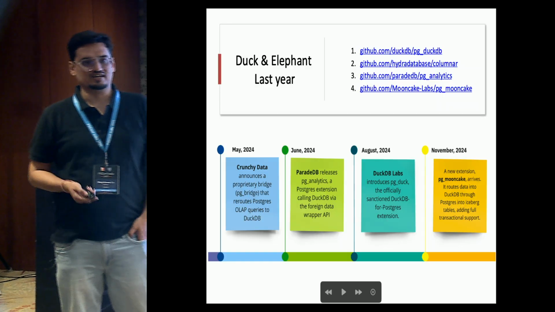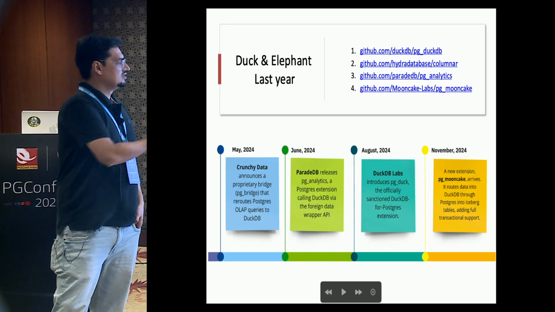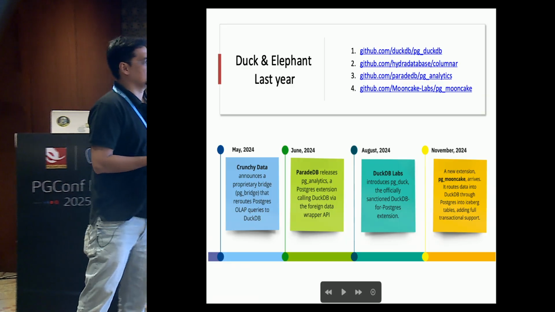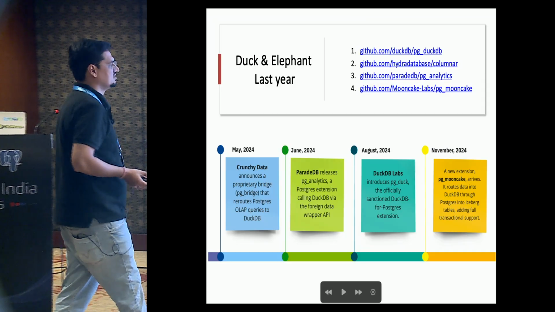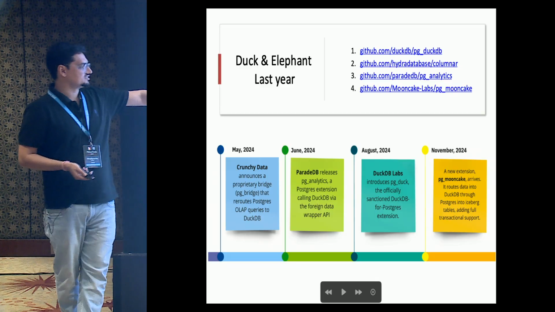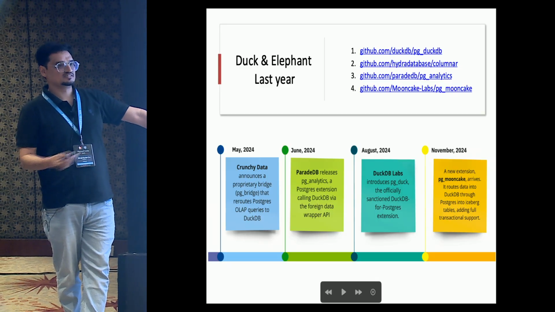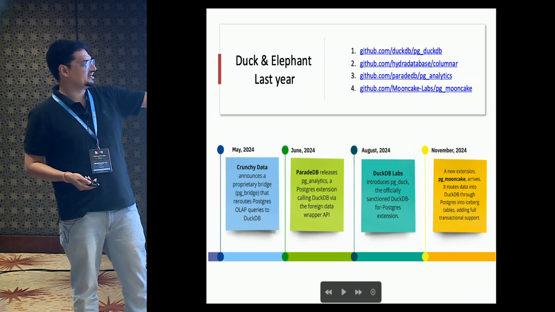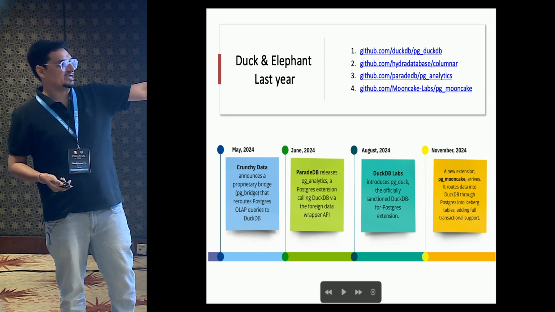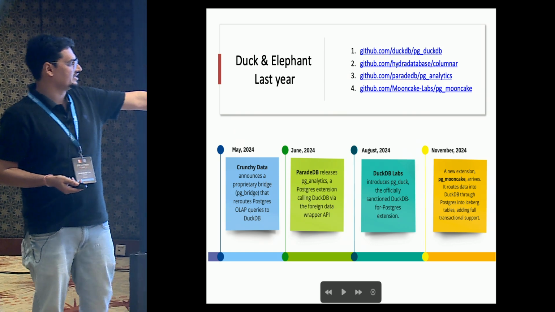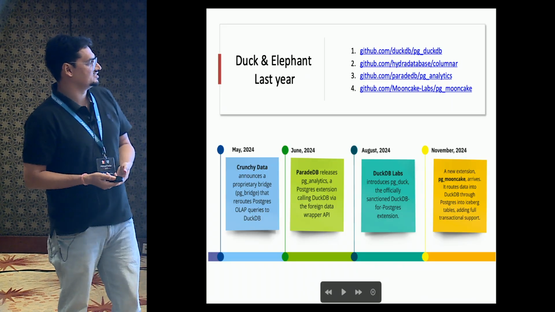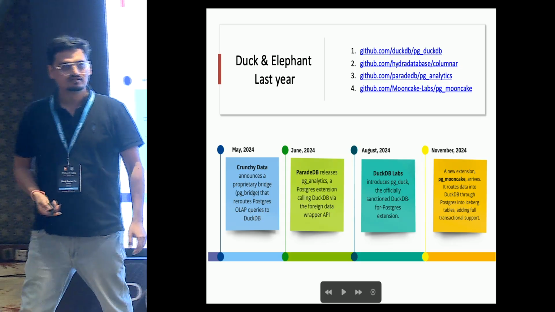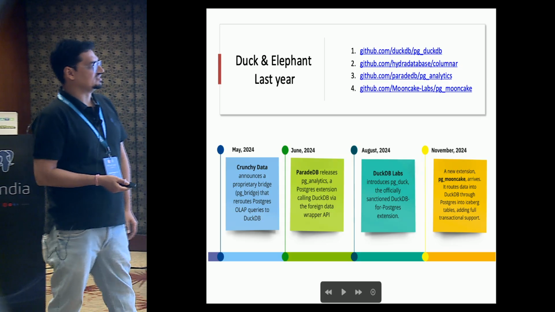I was toying around with this idea, and then I thought, in the last 8 months, 4 extensions, and all of them are coming from some vendors, some companies, right? Crunchy Data first, in my research, announced a proprietary bridge that sticks DuckDB inside a Postgres extension. Next month, ParadeDB announces PG Analytics. 2 months later, DuckDB Labs, the folks behind the DuckDB database, announced that they are working on making an extension based on DuckDB inside Postgres. And then a couple of months later, you have PG Mooncake, right? So a lot of activity.